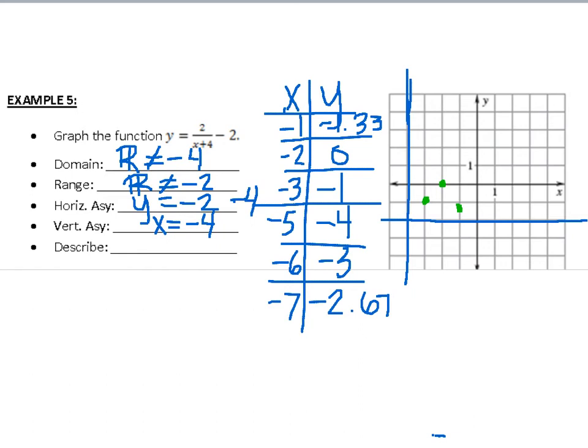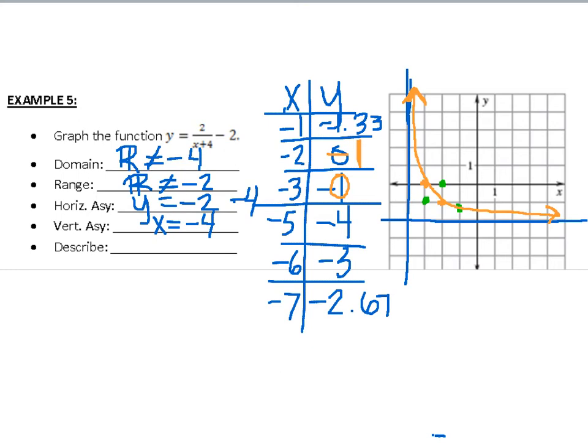Actually, I probably just wrote it down wrong. I should have -2, -1, and I should have -3, 0. So -2, -1 would be right here. -3, 0 would be right here. So there's what my graph should look like. It's a good little lesson there. Make sure your graph looks right.